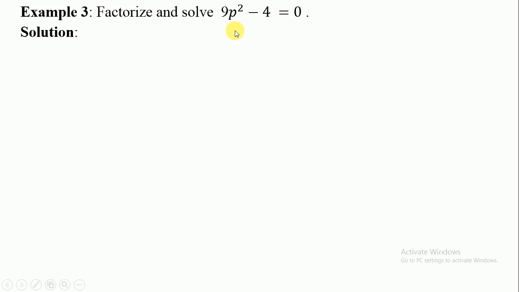Let's look at a case whereby you have no middle term. So what if you don't have a middle term? So look at this example 3. Factorize and solve 9p squared minus 4 equals 0. So this will tell you that you can have any variable to be unknown. It could be x, it could be y, it could be p, it could be a, it could be c, it could be any of the lowercase English alphabet.